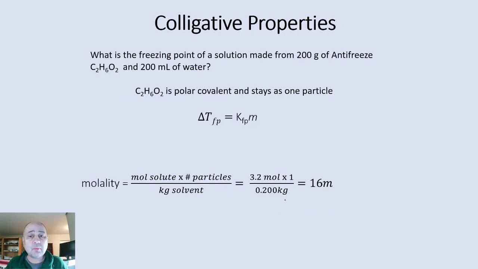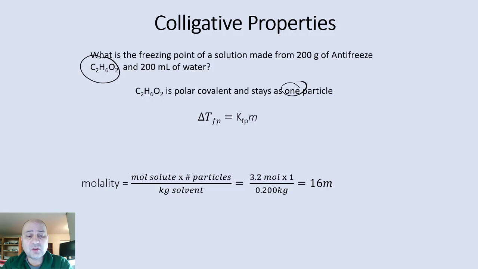Here's a different problem. This time we have antifreeze, and I give you a formula, C2H6O2. And so you need to figure out if this breaks apart into particles or if it stays together. It is a non-electrolyte, it's polar covalent, and I will not tell you that. You will have to determine that. If you look at the formula, it's just nonmetals, carbon, hydrogen, and oxygen. So you should know that's simply a polar covalent compound. So our number of particles is going to be 1.